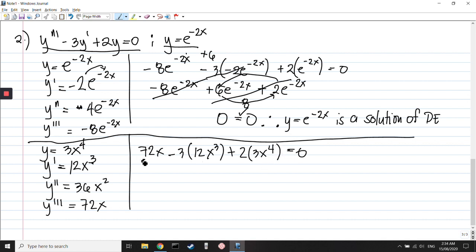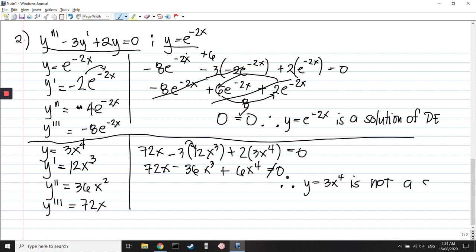And then this one, we just need to simplify. 3 times 12 is 36, so we get 72x minus 36x cubed plus 6x raised to the power of 4, which is not equal to 0. Thus, y is equal to 3x raised to the power of 4 is not a solution of the differential equation.